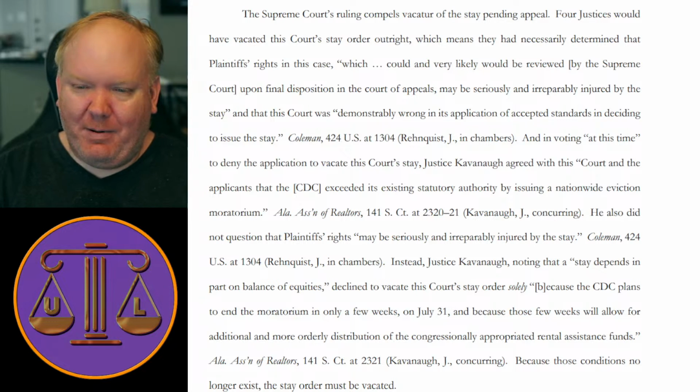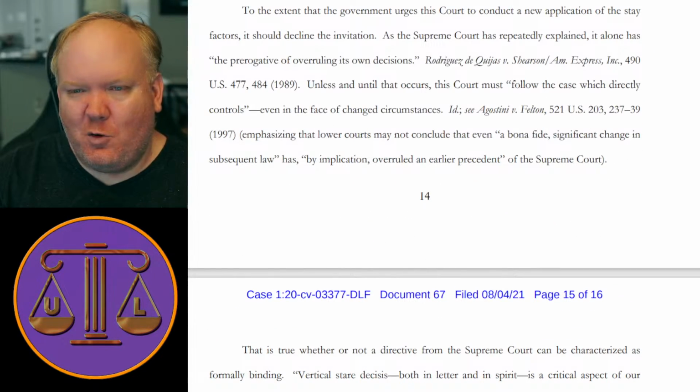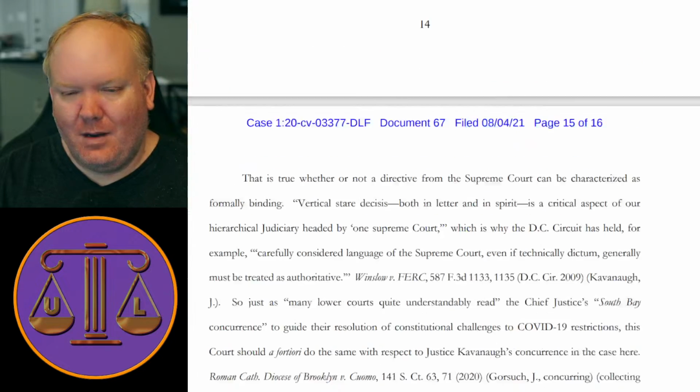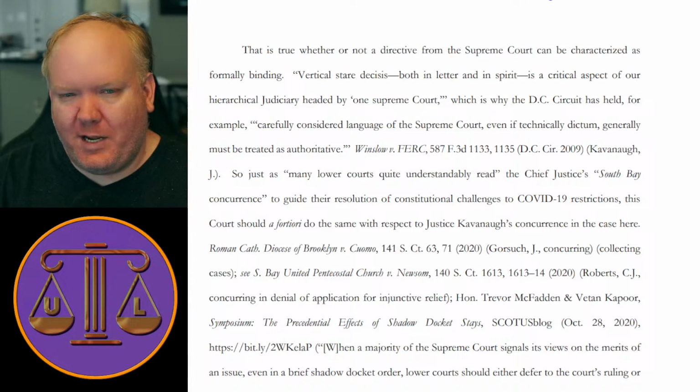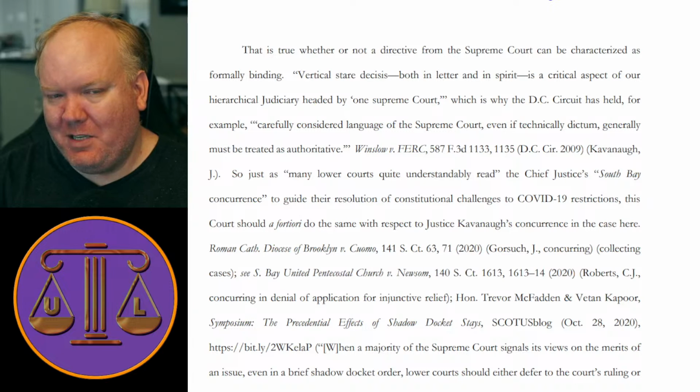And voting at this time to deny applications today, Kavanaugh agreed with the court that applicants exceeded the statutory authority. To the extent the government urges the court to consider a new application for a stay, it should decline the invitation. As the Supreme Court has repeatedly explained, it alone has the prerogative of overruling its decisions. This is true whether or not a directive from the Supreme Court can be characterized as formally binding. Vertical stare decisis, both in letter and spirit, is critical to our hierarchical justice system, headed by one Supreme Court, which is why the D.C. Circuit has held, for example, that carefully considered language of the Supreme Court, even if technically dictum, generally must be treated as authoritative.